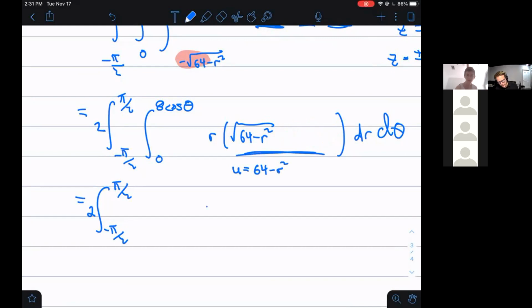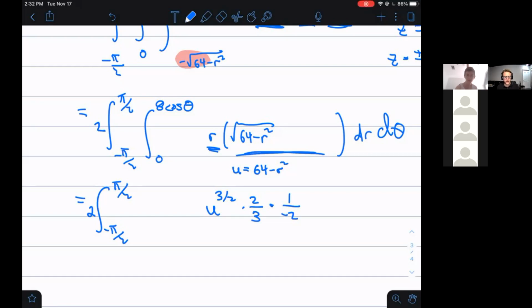So this is going to be u to the 3/2. We're going to need a 2/3 here for when you take the derivative of that. Oh, and don't forget about the derivative of the inside. That's going to be negative 2r. Well, we already have an r here. That's good. But we don't have anything to cancel with that negative 2. So let's go ahead and put down a negative 1/2.